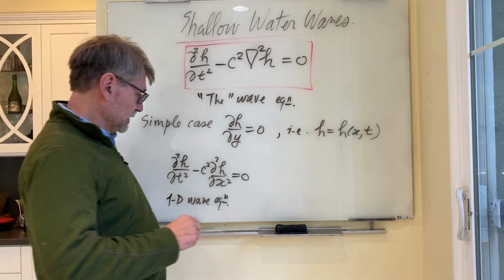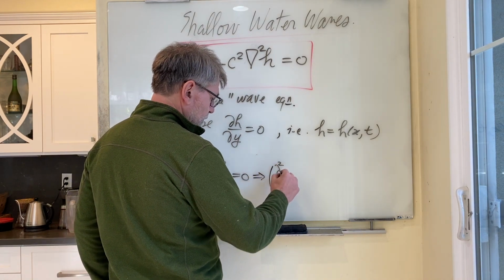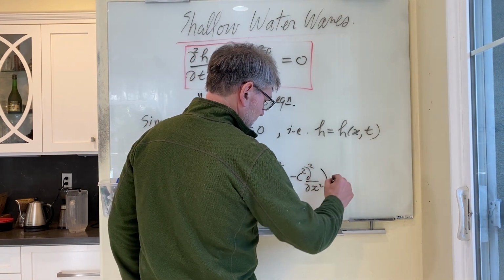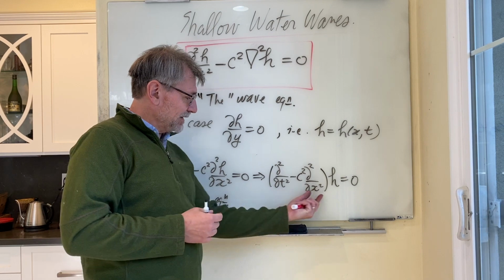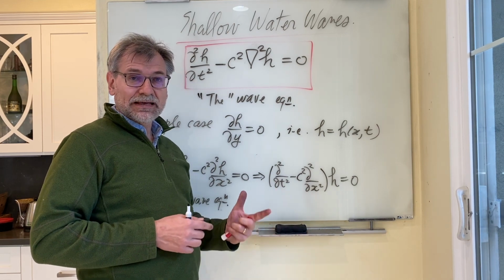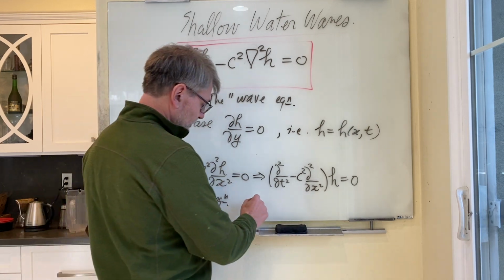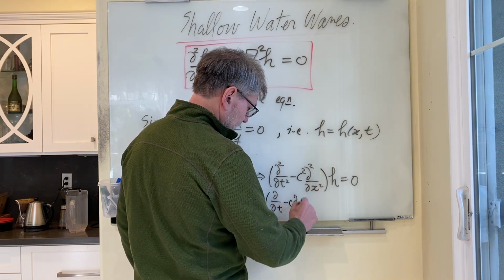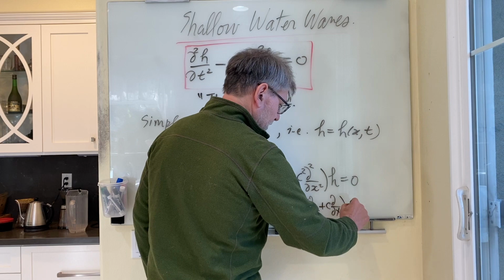Okay, to solve this equation, we can notice that it can be rewritten like this: (d2/dt squared minus c squared d2/dx squared) h equals 0. And this looks like a squared minus b squared, a difference of squares. If you remember from your algebra class, a squared minus b squared can be written as (a minus b) times (a plus b). We can do the same thing with this operator. We can factor the differential operator into (d/dt minus c d/dx) times (d/dt plus c d/dx) h equals 0.